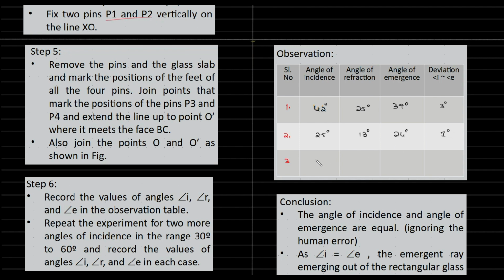I'm just assuming and writing 60 degrees. This I can't assume and tell. This I'll tell 61 degrees, and 1 degree. I could have done one more. I'm feeling lazy.